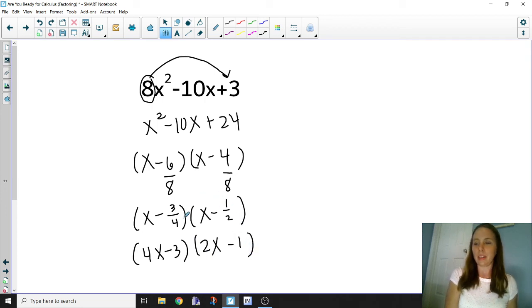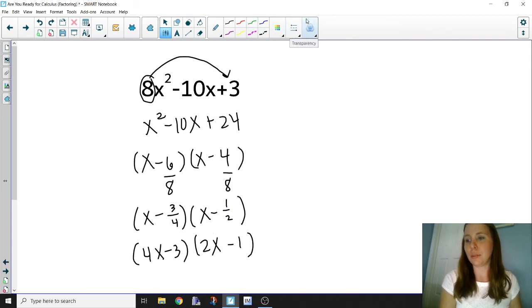So do you see what I did there? I took this 4 and I took it out of here and I put it there. Say you multiplied this by 4. Okay, and I took this denominator 2, and I put it here. You could say that you multiplied this by 2. So you're bringing the 8 back just as a 4 and a 2. And it works.